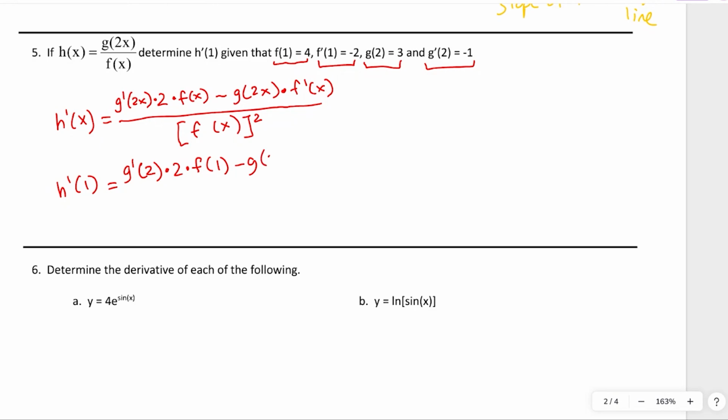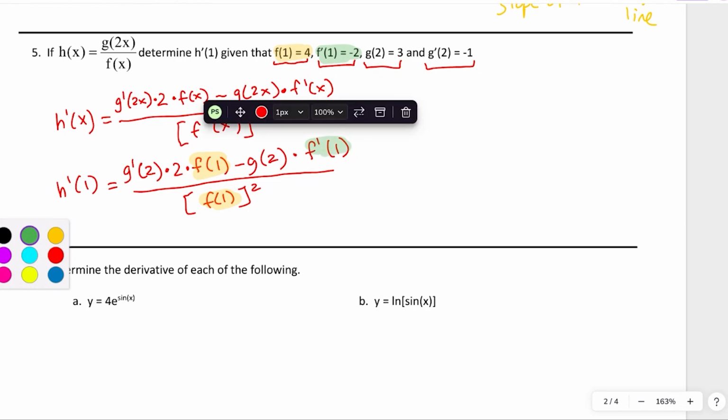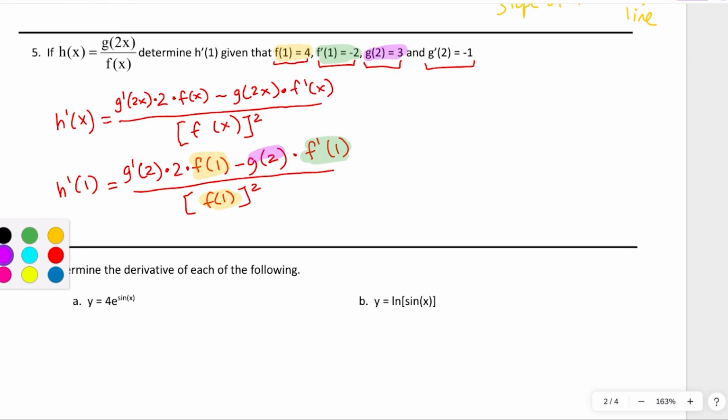And we have 2 times 1 again over here, so we have g of 2 times f prime of 1 all over f of 1 squared. Okay, so now I'm going to make these substitutions. So f of 1 is 4. That's going to go here and here. We've got f prime of 1 is 2. That's going to go here. What else we got here? We got g of 2 is 3. That's going to go here. And finally, we've got g prime of 2. That's going to go here.